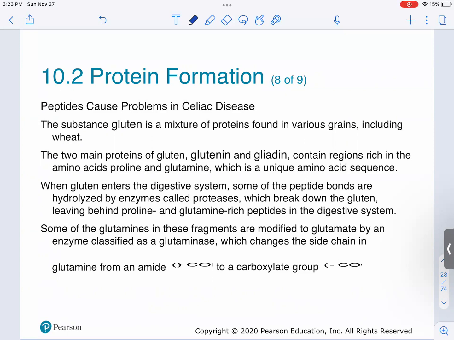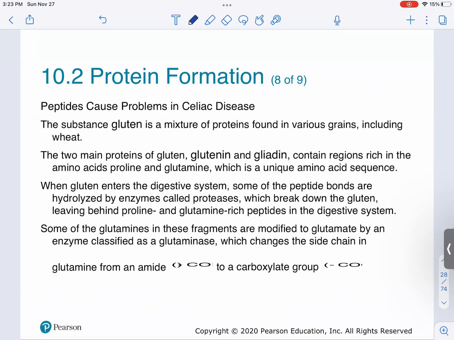And some people, you know, will buy these gluten-free products because they might have celiacs. They can't have gluten. And that's because gluten has 2 main constituents, glutenin and gliadin. And those 2 main proteins in gluten have areas that are rich in proline and glutamine.